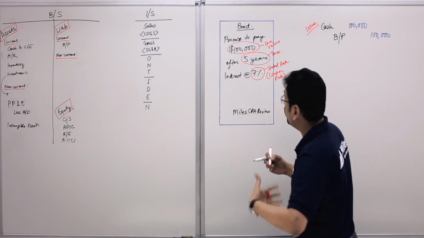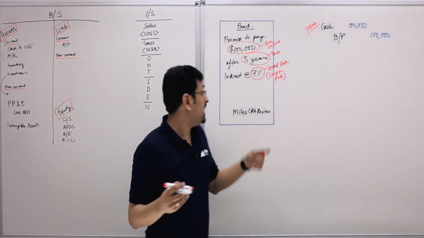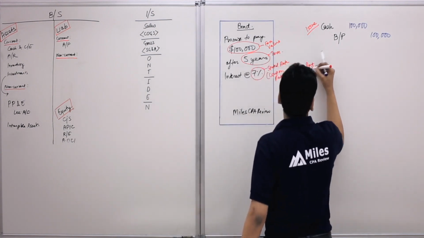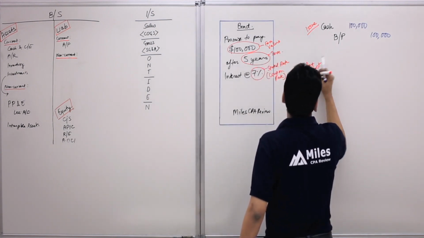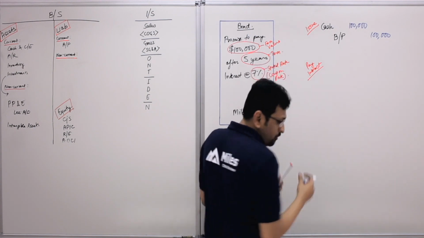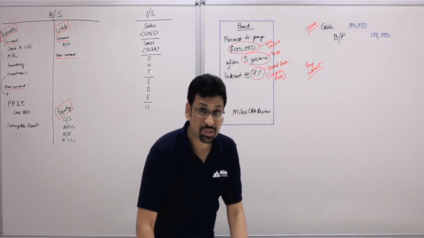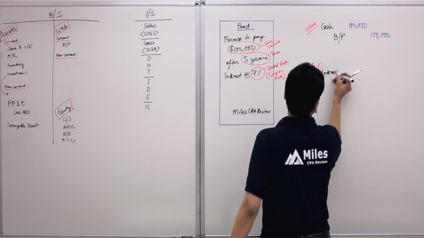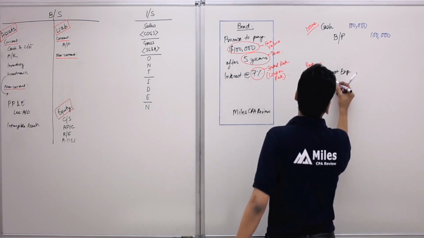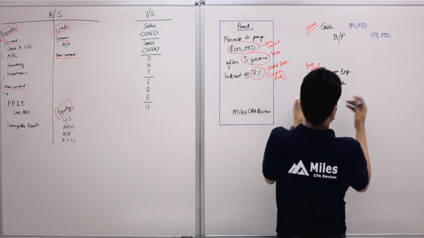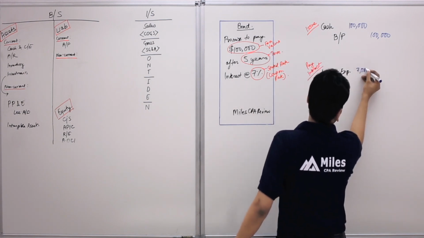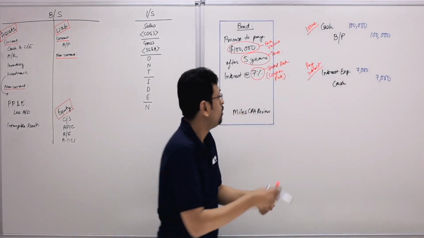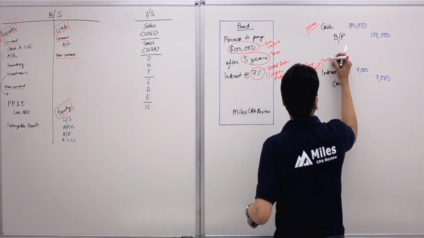Now, every year for the next 5 years, we're going to be paying interest on these bonds at 7%. So the journal entry for that is going to be an interest expense for us, and we're going to be paying out cash. So let's say $7,000 each year over the next 5 years. So this is for 5 years.